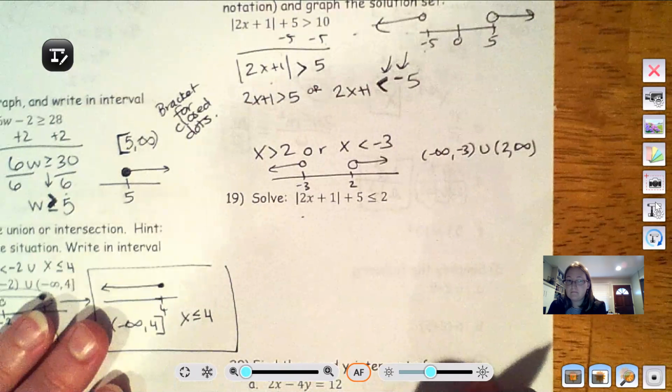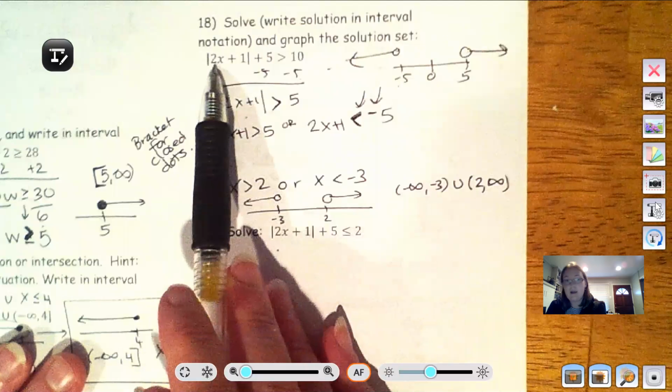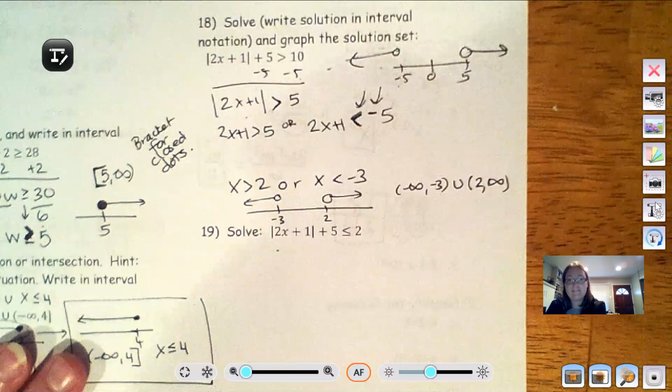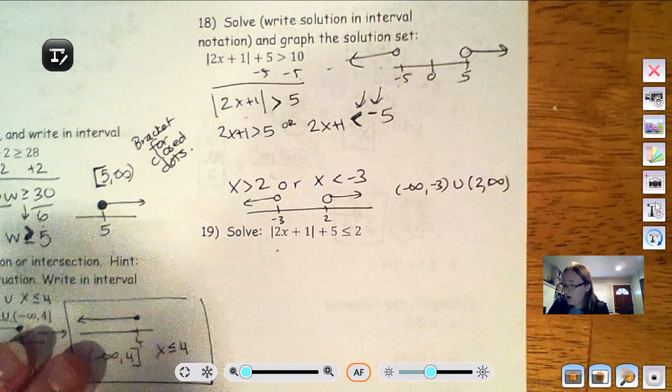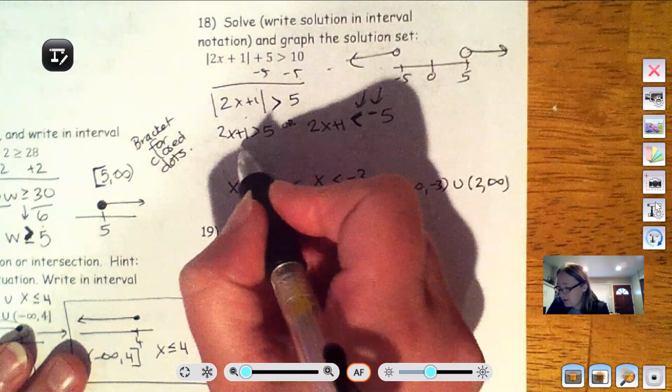Which problem are you working on? This one is Number 18, right? 18. All right, I just didn't know where the 2 and the negative 3 came from. Oh, I just said if you continued solving it. I didn't actually solve it, just. Okay, okay.